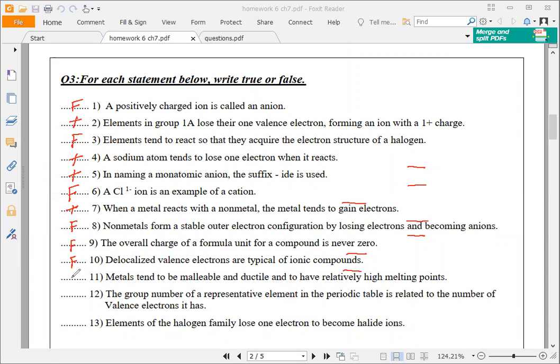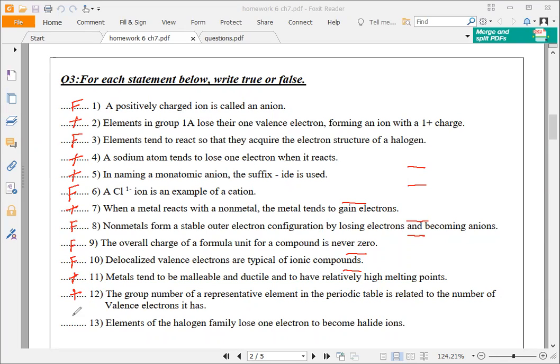Metals tend to be malleable and ductile and to have relatively high melting points. That's true. The group number of a representative element in the periodic table is related to the number of valence electrons it has. True. Yes, true. I think it's true.